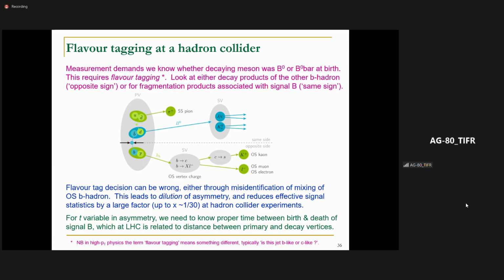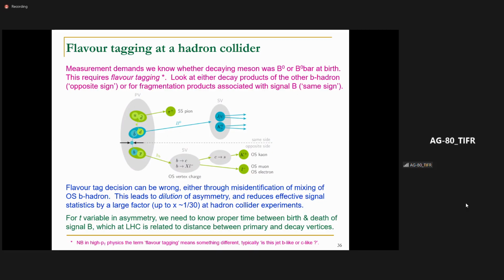The lepton is just one way to do it, and we don't need to dwell on all of these. You can also look for kaons coming from the other B, for example. And the charge of the kaons will also have a correlation through a similar process.